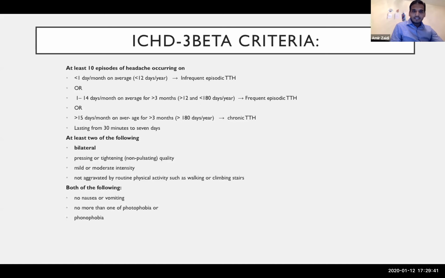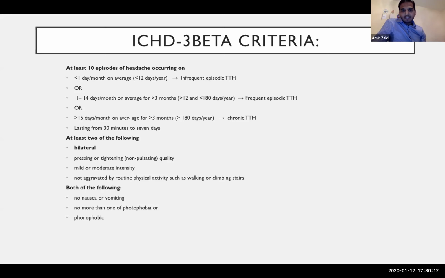Important features of tension type headaches are that they are usually bilateral. If the headaches are unilateral, it almost excludes tension type headaches. So the headaches are almost always bilateral. And the character of the headache is usually a pressing headache. Patients usually say, I've got a pressure in my head. They say my head is going to explode. That kind of pressure headache is typical of tension type.